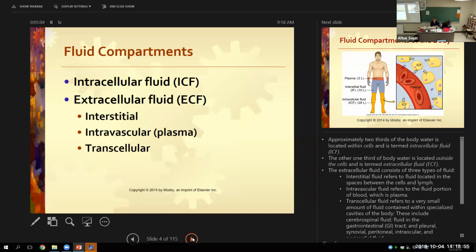Again, talking about the different fluid compartments, basically there's two different types. You have intracellular fluid and extracellular fluid, and that is on page 271 if you're following along. Let's look at that real quick. It says the fluid in the extracellular space is the extracellular fluid, ECF, and the two main compartments containing ECF are the interstitial fluid, or the spaces between the cells, and the intravascular fluid, or the plasma.